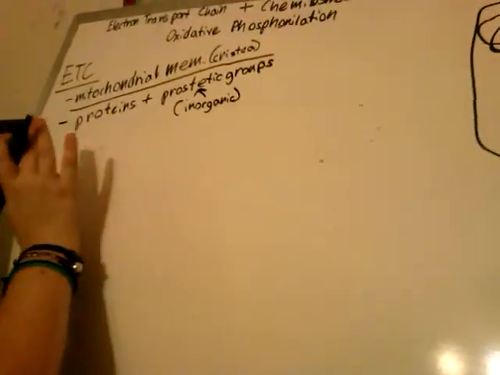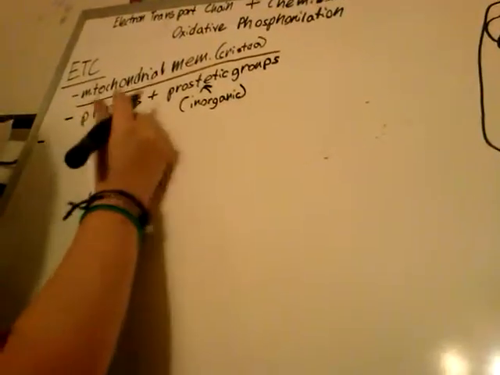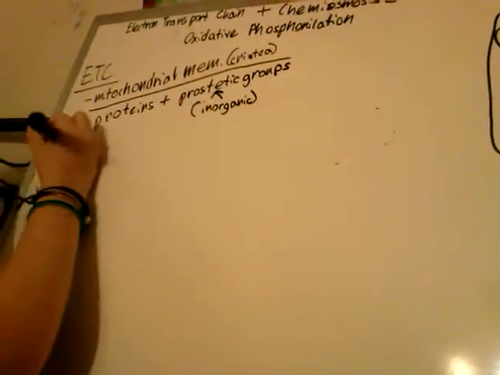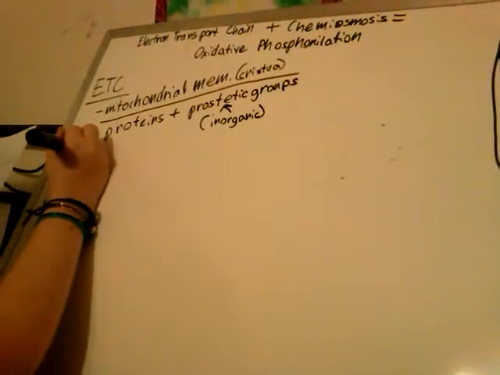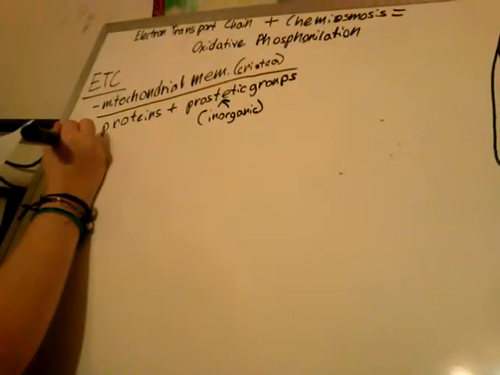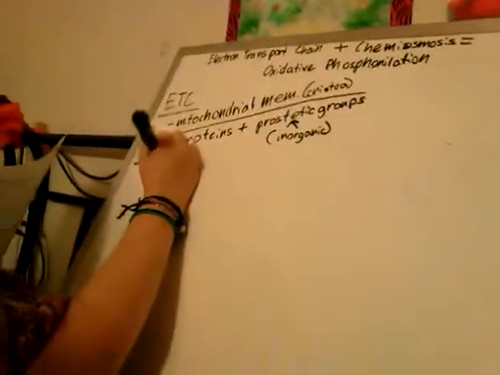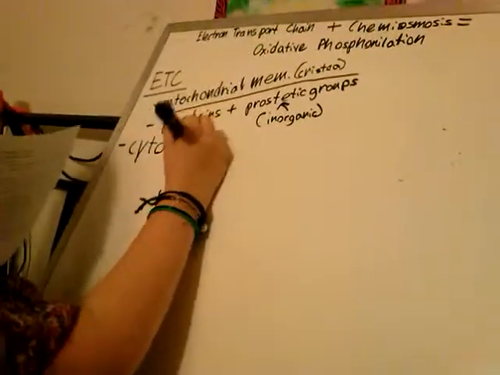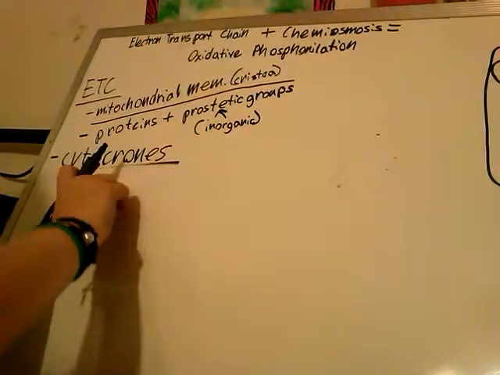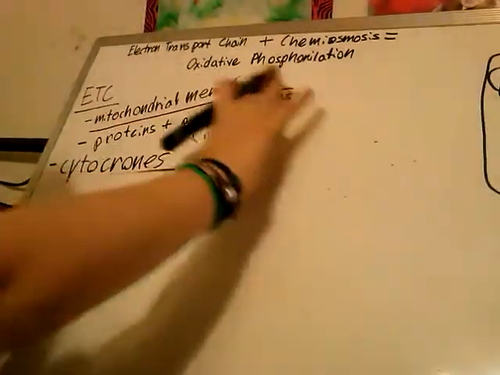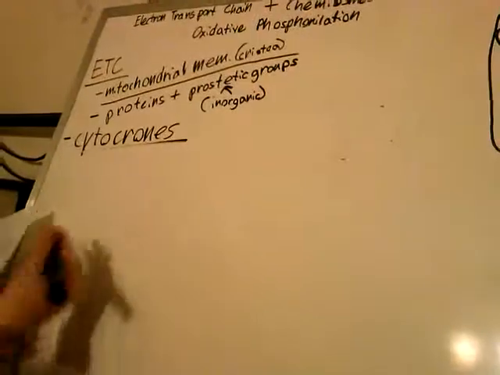The main components, so it's made of proteins and prosthetic groups, but the main ones of these are called cytochromes. Don't forget it like I did. You'll need to know it. Cytochromes. So cytochromes are the main parts, but it's made of the broad thing and then the exact thing.